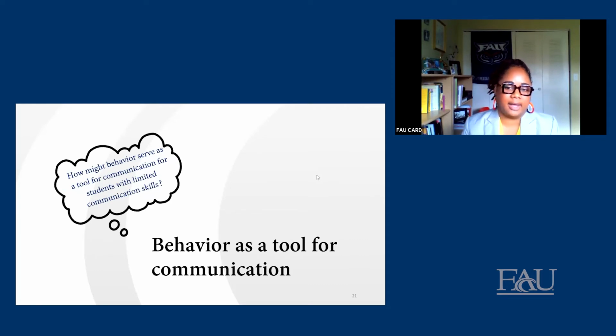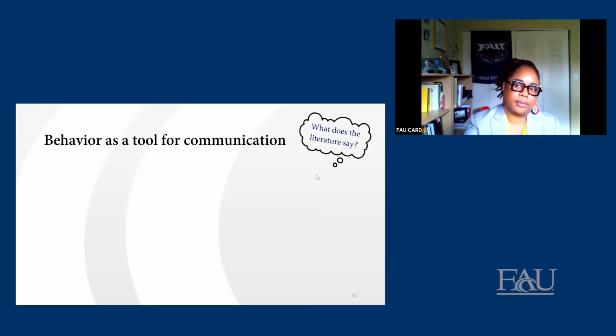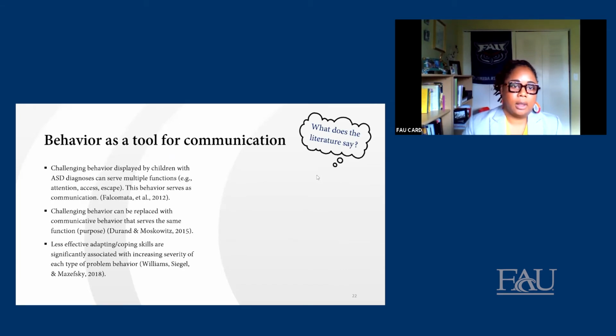So let's talk about behavior as a tool for communication, because I mentioned that several times to this point, how behavior might serve as a tool for communication. What does the literature say? We know that challenging behaviors can serve multiple functions. Communication is one of them, but a lot of times communication is primary because children with ASD, remember back to the five criteria, have difficulty communicating and relating to others.